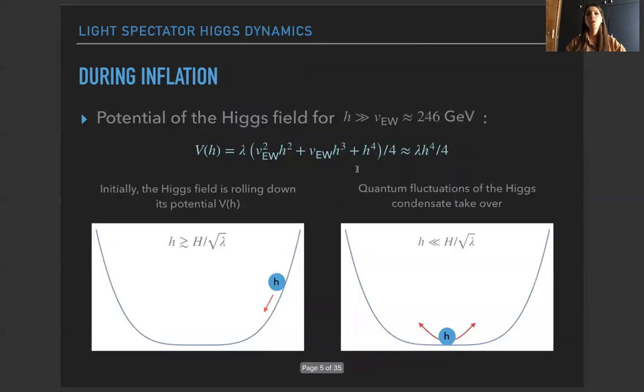Now, how can the Higgs behave during inflation? The Higgs can be a light spectator field during inflation. That is a very reasonable assumption. And if it is, then its potential would be something proportional to its self-coupling constant times the field value to the 4. So the Higgs field will initially be rolling classically down this potential, and eventually, after some time, it will reach the minimum, and quantum fluctuations will start pushing it over the minimum.